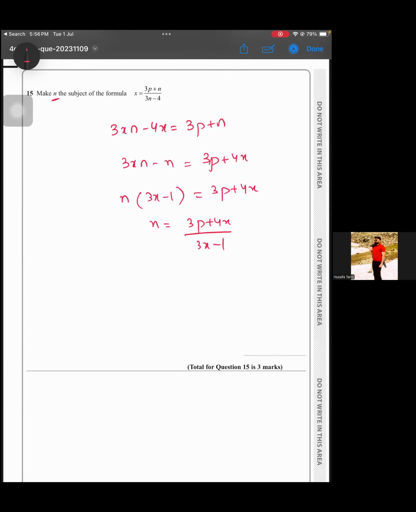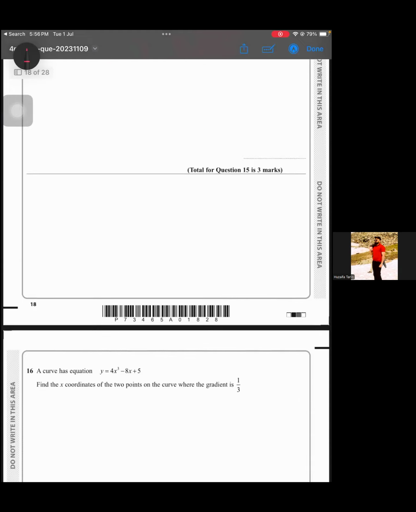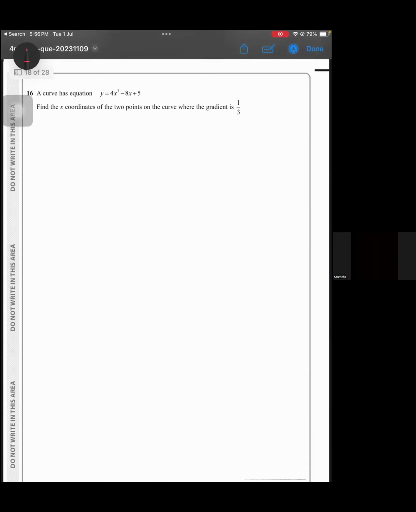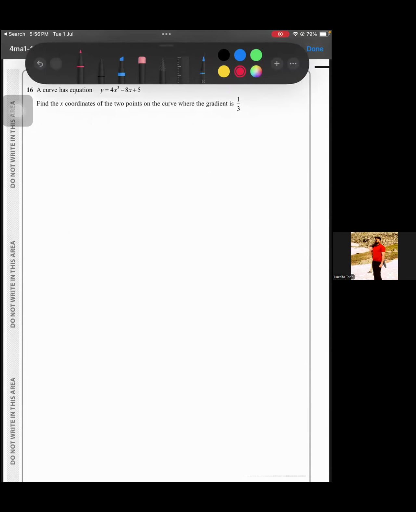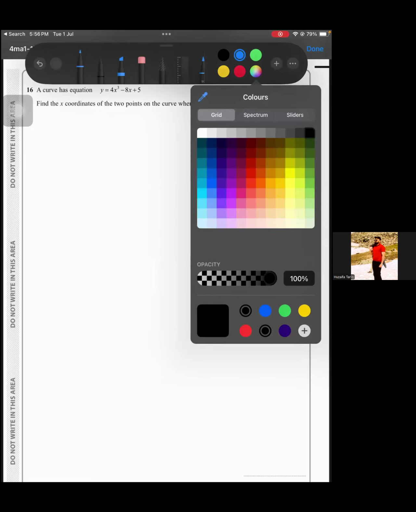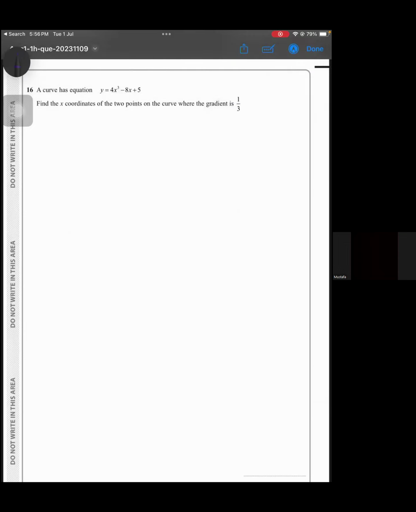Then we have the next question. Question number 16. Oh yeah, this is the type of question I get stuck on usually. Okay. You want to try this question, or shall I move on, or shall I solve it directly? Can you solve it and explain it?